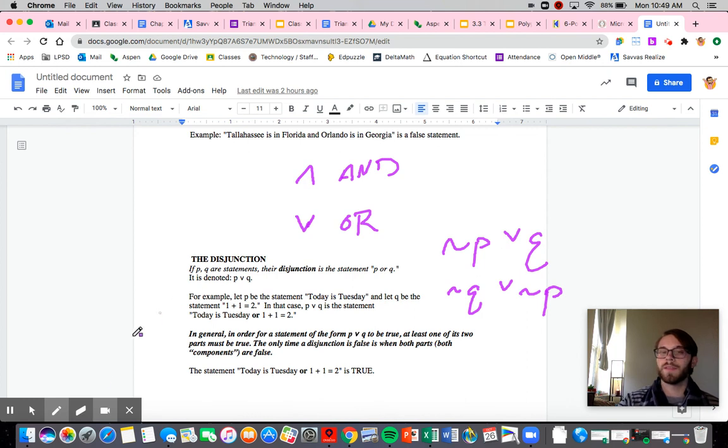Okay, so that's a very brief overview of symbolic logic that we're going to be dealing with going forward, and this is going to help set us up for when we finally get to proofs.